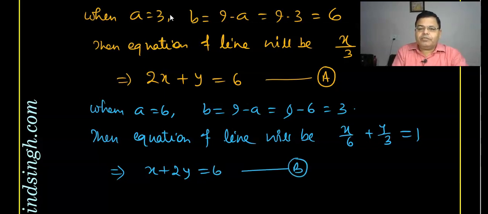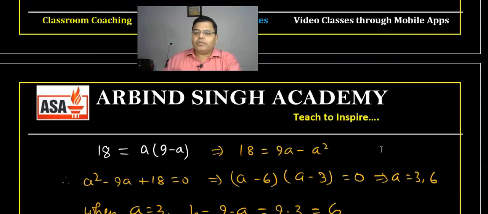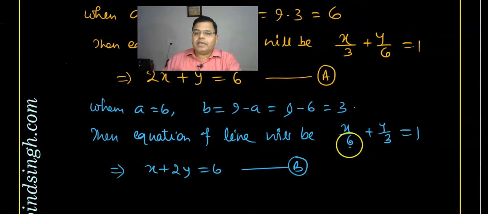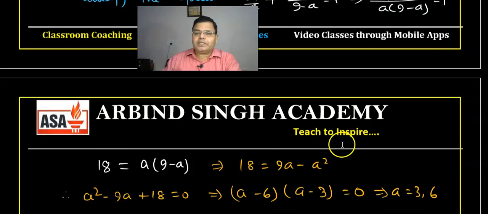Now, you must be thinking how this is possible. So let us see on the diagram how this is possible. Here this is the origin, and there are two lines with x-intercept and y-intercept. Both of them are passing through (2, 2), and the first one is a line where the x-intercept is 3 and the y-intercept is 6. So that is 2x plus y is equal to 6.